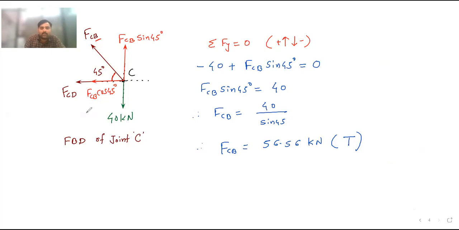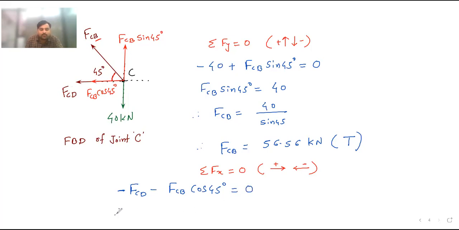Now, to calculate FCD, I will apply summation Fx equal to 0. Forces towards the right I will take as positive, and forces towards the left I will take as negative. FCD is moving towards the left, so it is minus FCD. This FCD is this member. Again, this FCB cos 45 is also moving towards the left, so minus FCB cos 45, which is equal to 0.